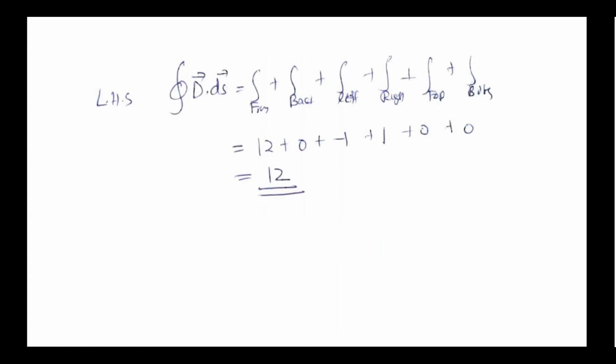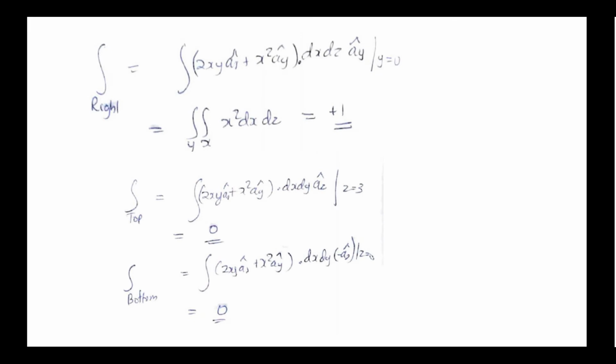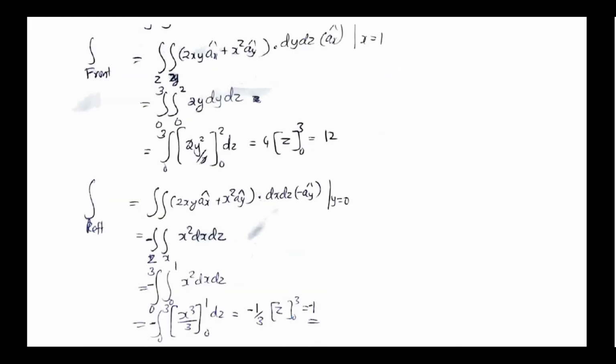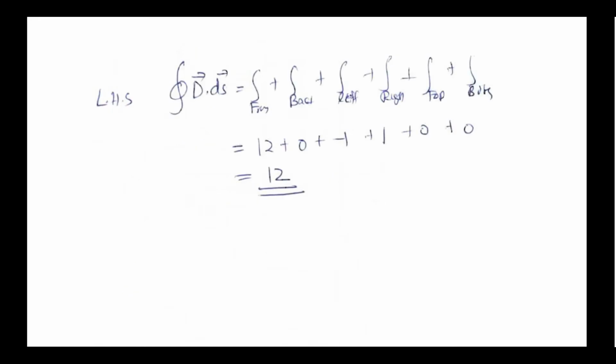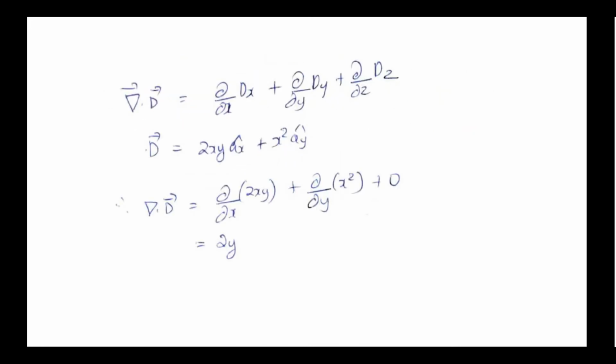So now what we have to do is add all the values: front, back, left, right, top and bottom. So we got back is 0, front is 12, left is minus 1, right is plus 1, and top and bottom are 0. So 12 plus 0 minus 1 plus 1 plus 0 plus 0, if you evaluate, you will get the left part of the equation, that is closed integral D dot dS is equal to 12.